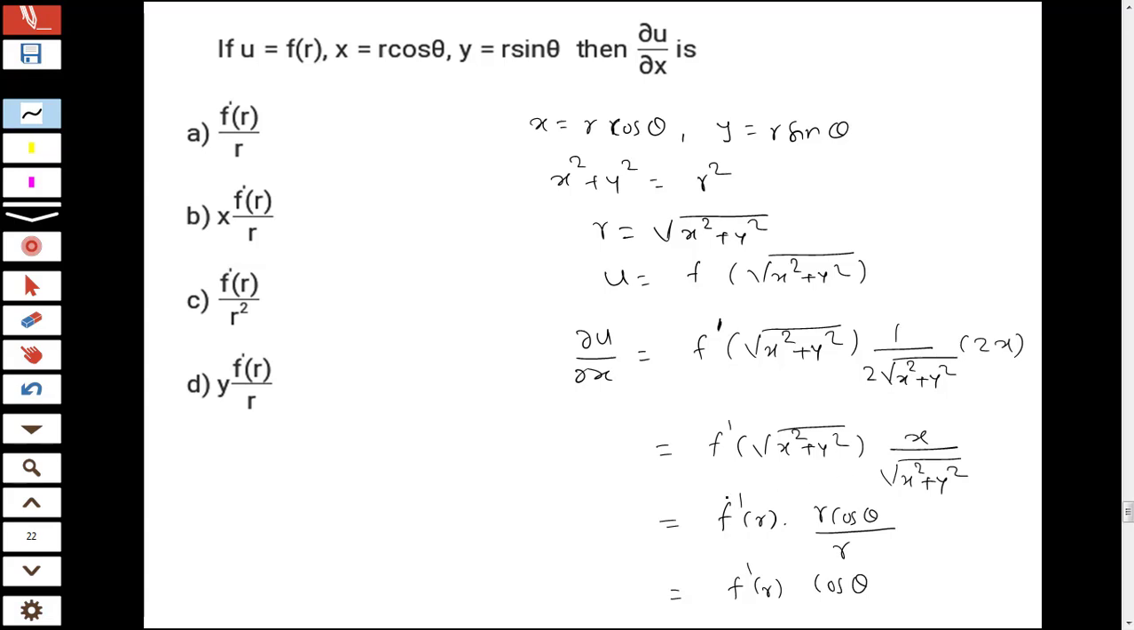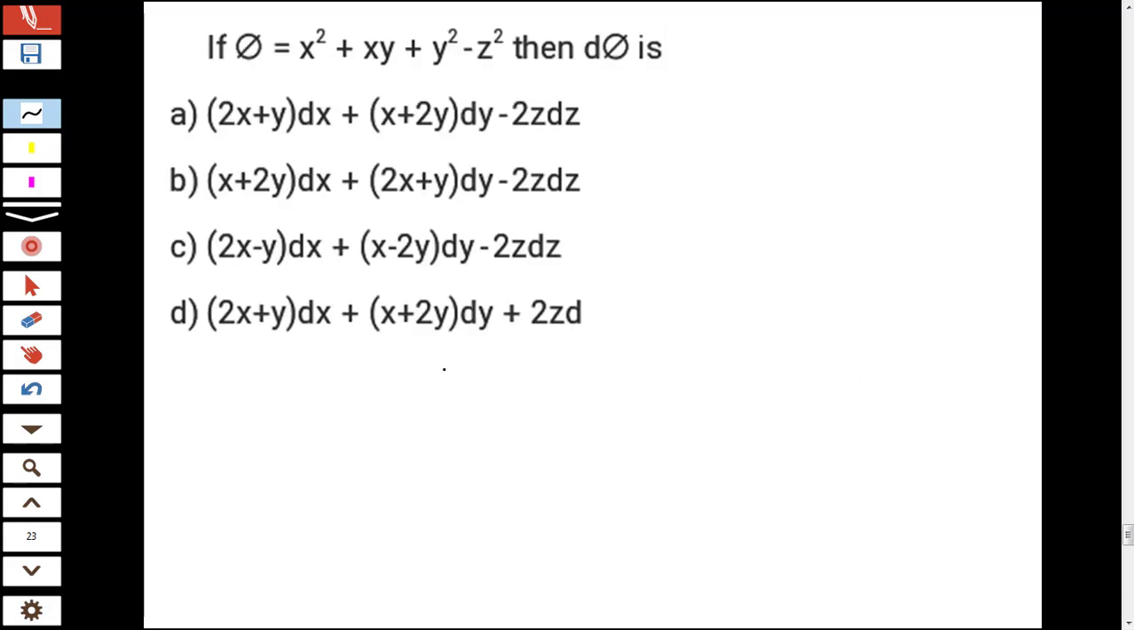Or as per the options, if we keep x as it is, it is f dash of r into x upon r. Now it tallies with option B, x f dash of r upon r. So option B is the correct answer. This is our total derivative, simple.